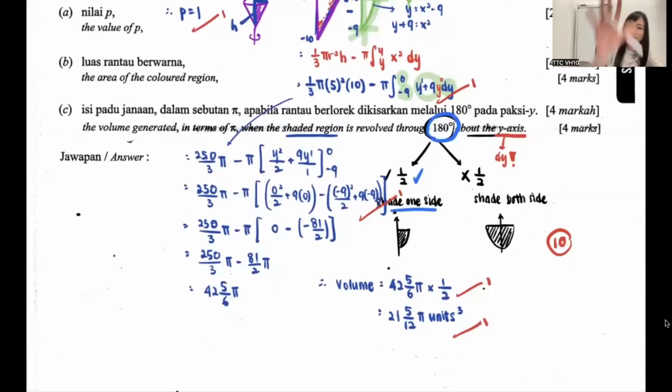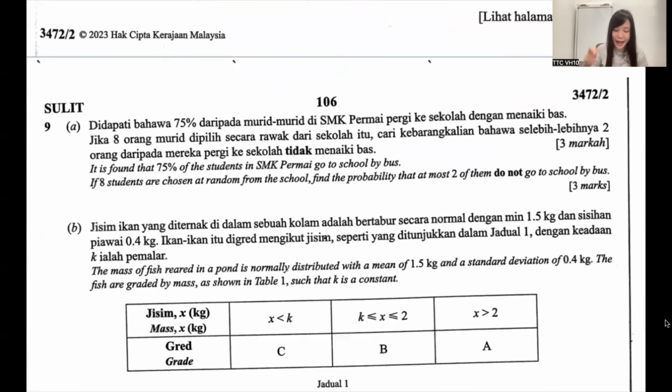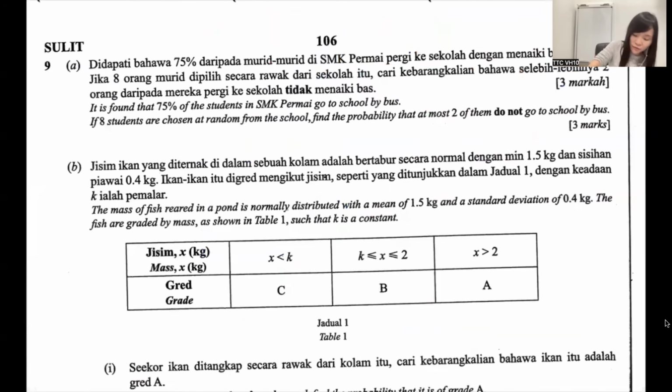Okay lah, move on. 5, 4, 3, 2, 1. Next, question 9. Look at it straight away. Have a feeling of Form 5, Chapter 5, probability distribution. Hopefully, you will prepare a table like that. This is what we will use, the normal distribution table, okay?